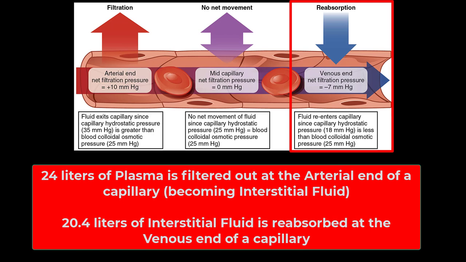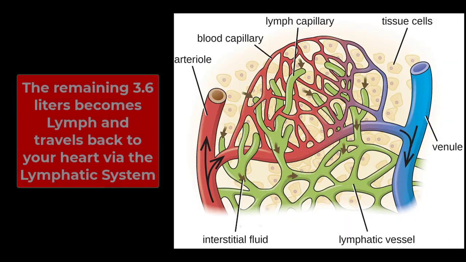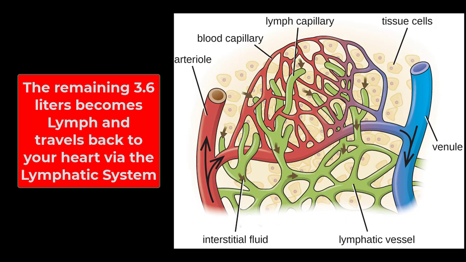But let's go back to a normal healthy person. A normal healthy person is going to filter out that 24 liters of fluid a day. They'll reabsorb 20.4 liters of it because of the net filtration pressure being a negative number here on the right-hand side. But where does the other 3.6 liters go? Well, it becomes lymphatic fluid. Lymphatic fluid is basically recycled blood plasma. The plasma is being squeezed out of the capillaries where it becomes interstitial fluid. And then most of it's going to be sucked back in and become plasma again, then head back to the heart. But that 3.6 liters that doesn't make its way back into the capillary becomes your lymphatic fluid.